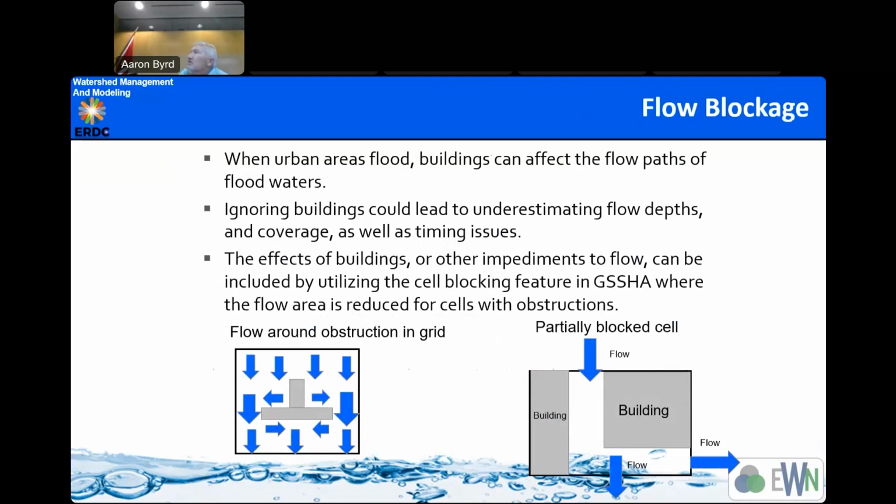The last thing is flow blockage, where you can put in a map of where the buildings are, and then change the flow patterns based on the buildings. They're going to block the flow, and that'll give you a more realistic flow pattern through an urban area, and give you the right flow depths and so on.